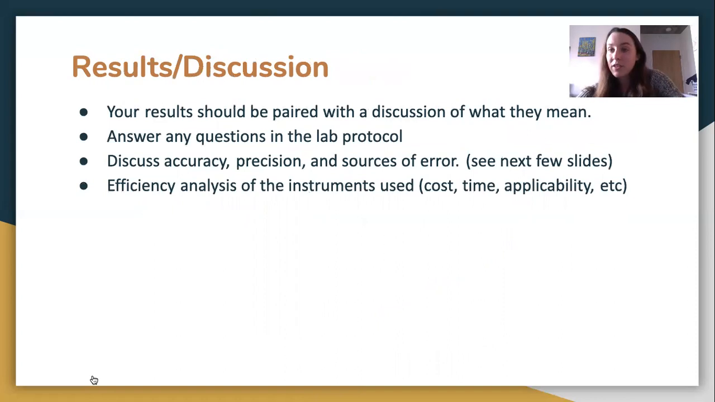Now, the discussion section, which follows the results, should be explaining what those results mean. If there are any questions that you've been asked to answer in the lab protocol, make sure to answer those here. Some things that you should discuss in a discussion section include accuracy, precision, sources of error. Okay, so we'll talk about that. Also, it's good to talk about the instruments you used and go over the efficiency of those. So you might want to talk about their cost, how long it took, applicability to other experiments, things like that.